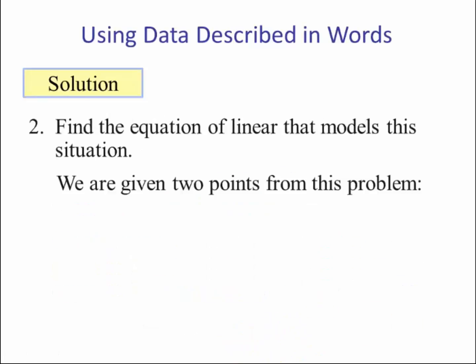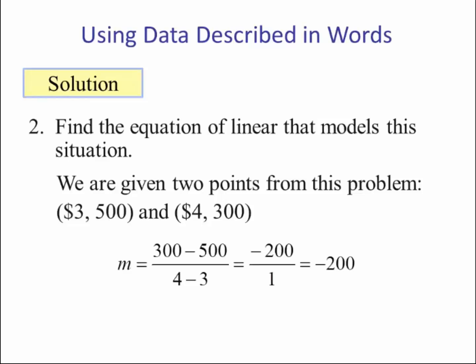Number 2, we are given 2 points from this problem, $3 and 500 units, $4 and 300 units. So our first step is to find the slope between these 2 points. So the difference of the y's becomes negative 200. The difference of the x's becomes 1. So we can say our slope is negative 200.